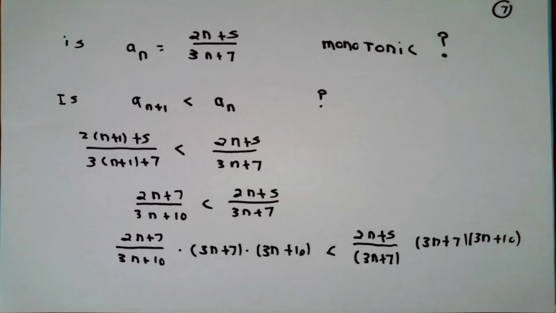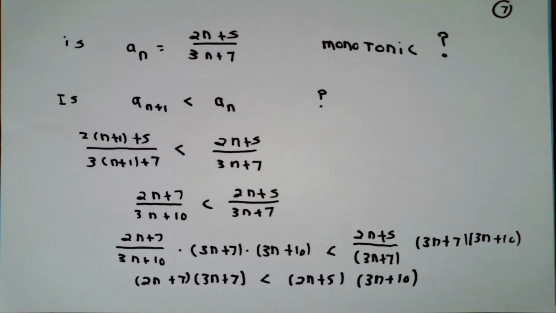Having done so, I can cancel some stuff out. Over on this side, the 3n plus 10s cancel out. Over on this side, the 3n plus 7s cancel out. So to answer the question of when is it true that a_{n+1} is less than a_n is equivalent to solving this inequality. Next, we'll do some more algebra and see what we get.